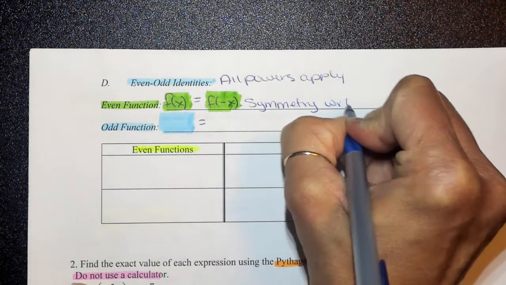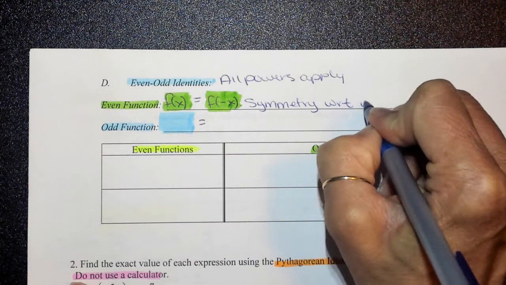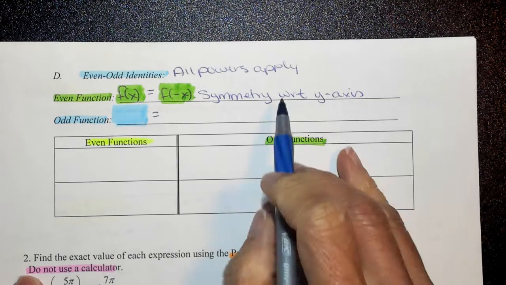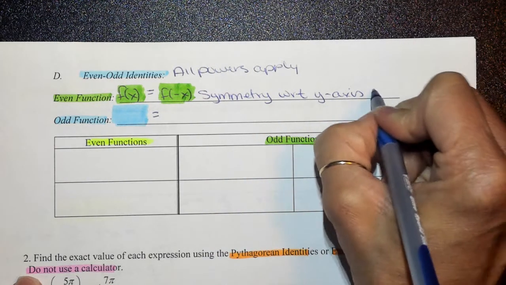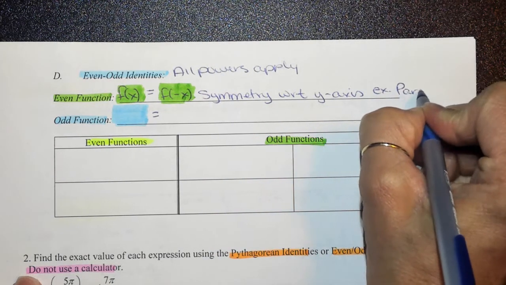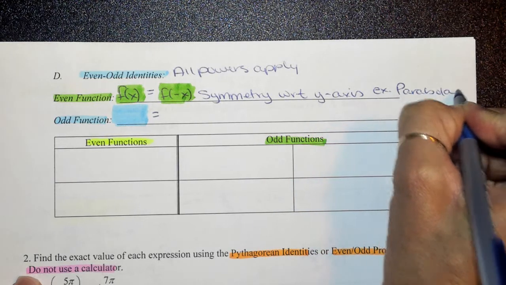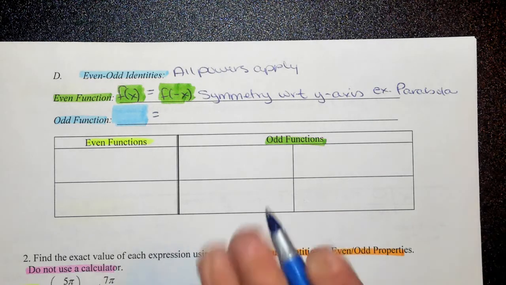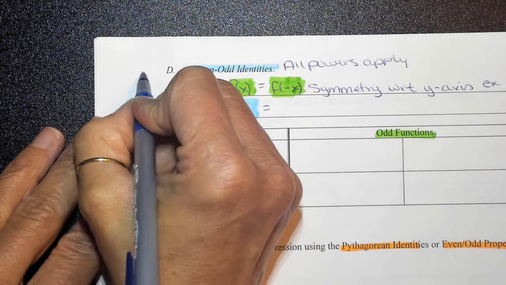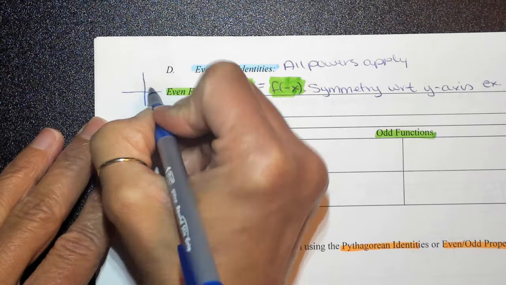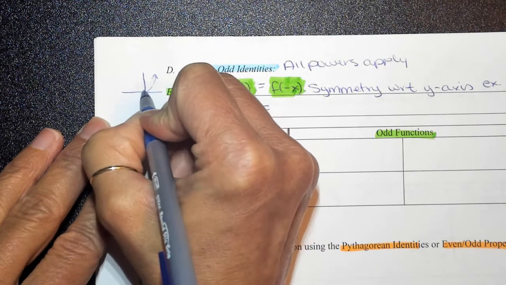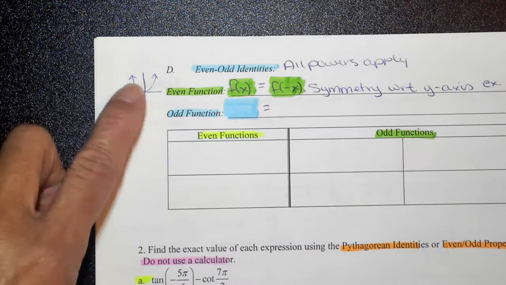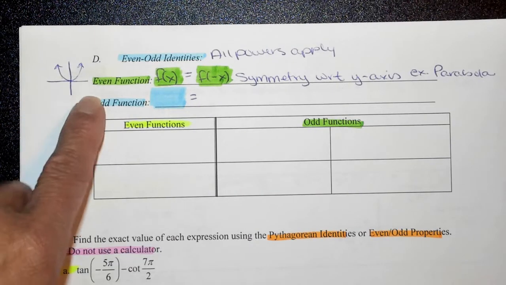And WRT means with respect to the y-axis. And the most common function that we know that has symmetry with respect to the y-axis, our example would be a parabola, meaning the graph is symmetric on both sides. You could literally fold your paper and you would get the same thing. So here you could paste these on either side of the points. Okay? So a parabola is a good example.